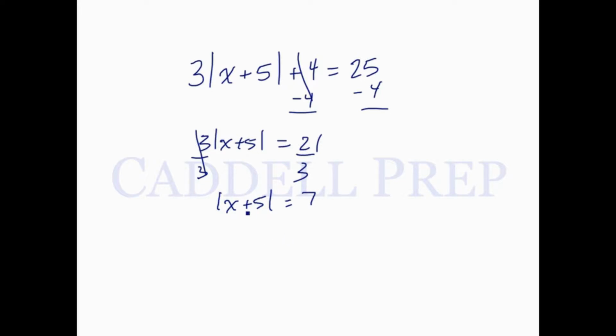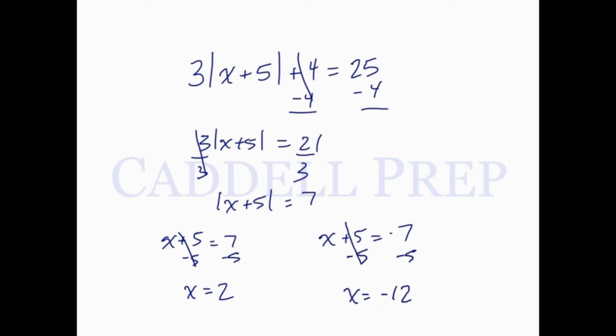Now we're going to get our two equations, where x plus 5 equals 7, and x plus 5 could equal negative 7. And solve these individually. So minus 5, minus 5, x could be 2. Minus 5, minus 5, x could equal negative 12. So there are our two solutions.